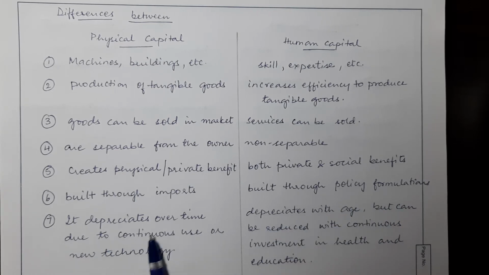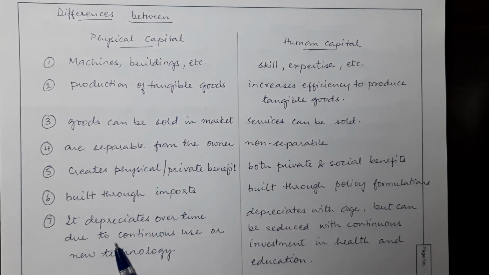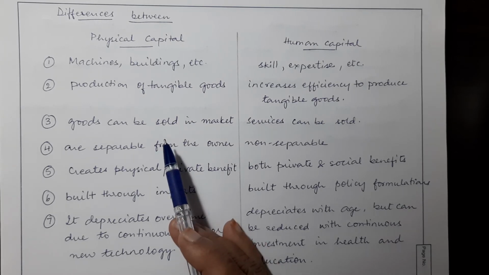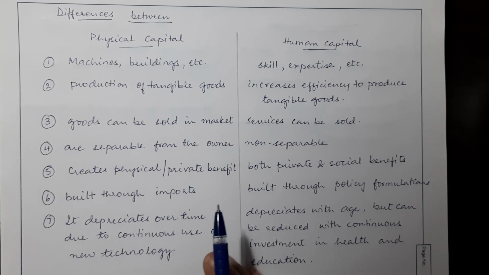Physical capital depreciates over time. Because it includes machines and other things, depreciation is a must. So it depreciates over time due to continuous use and due to the incoming of new technology. So once the technology gets outdated, it cannot be used anymore, and so it has to be replaced with new technology if we want the production to go up.